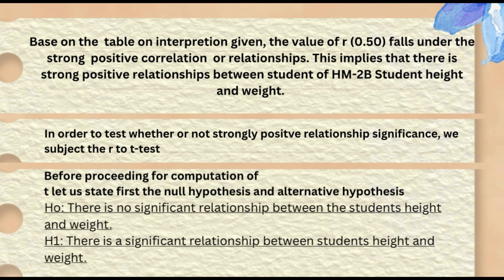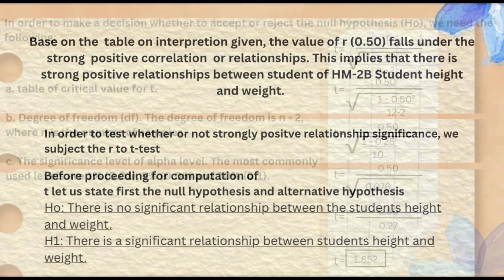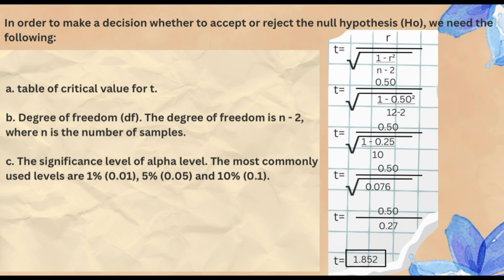Before proceeding with the computation, we first state our hypothesis. The null hypothesis states that there is no significant relationship between the students' height and weight. On the other hand, the alternative hypothesis states that there is a significant relationship between the students' height and weight. And now let's proceed to the next slide.